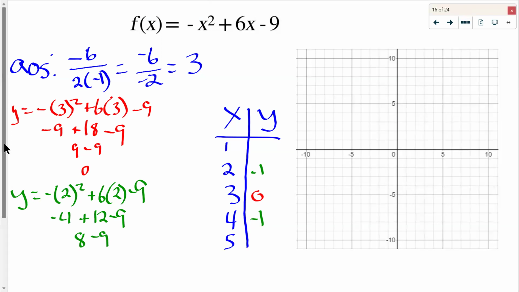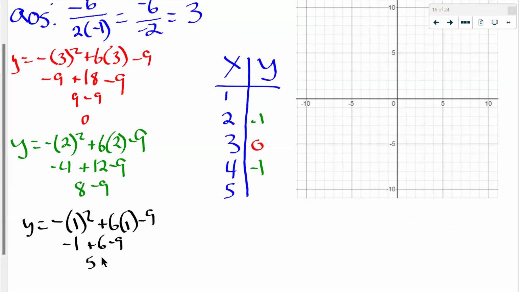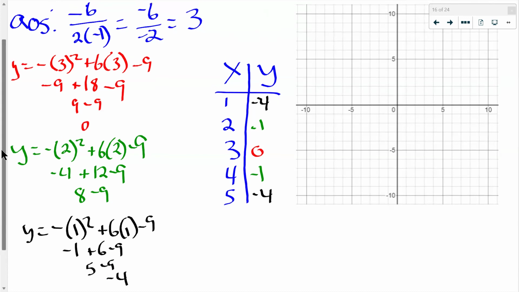Let's do another one. Let's plug in 1. Y equals -1 squared plus 6 times 1 minus 9. -1 plus 6 minus 9. 5 minus 9, we get -4. -4, -4. Remember, it's symmetrical. You only need to do the math. Now we have our points.